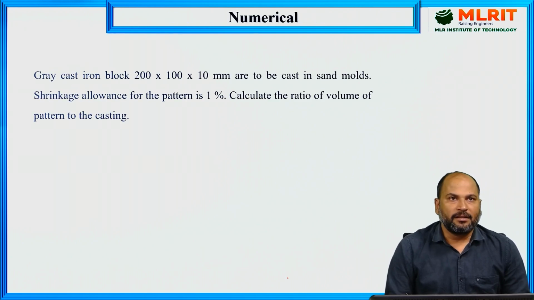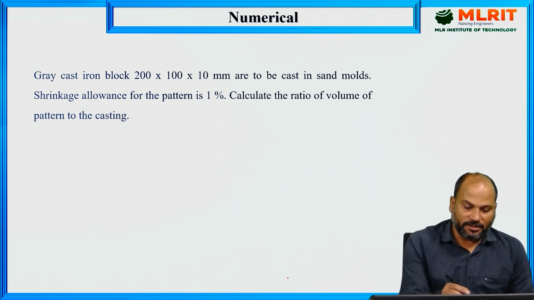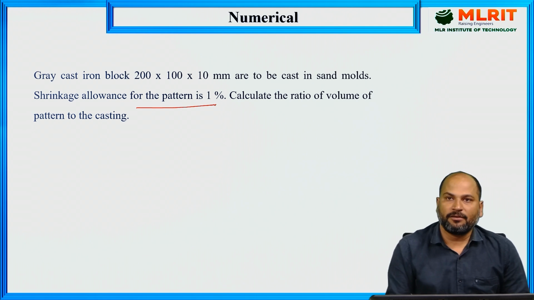The first numerical that we have taken here is a cast iron casting. The numerical reads: a gray cast iron block of dimension 200 by 100 by 10 mm has to be cast in sand casting. In this problem it has been given that there is 1% shrinkage in the pattern. What we have to calculate is the ratio of the volume of the pattern to the casting. First of all, we have to find out, if 1% shrinkage is there in the pattern, what will be the dimension of the pattern? I mean, what will be the volume of the pattern?